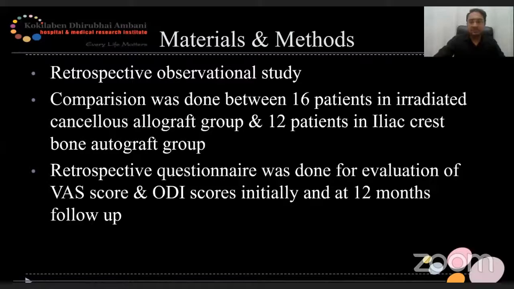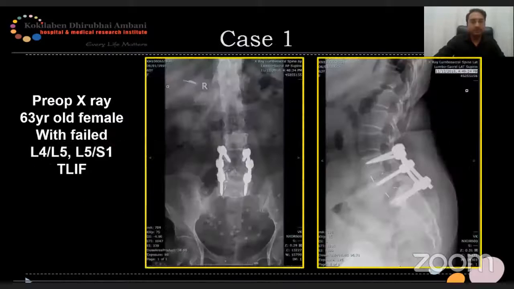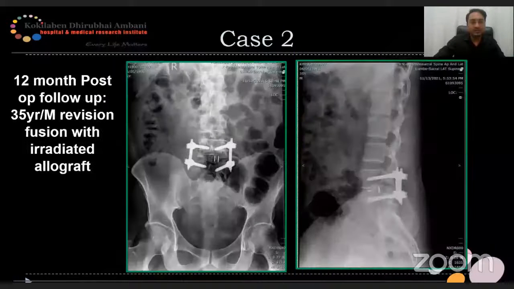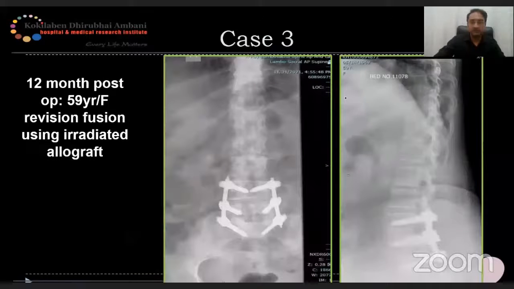Comparison was done between 16 patients in the irradiated cancellous allograft group and 12 patients in the iliac crest bone autograft group. A retrospective questionnaire was done for evaluation of VAS scores and ODI scores initially and at 12 months of follow-up. This was a case of a 63-year-old female with L4-L5 and L5-S1 disease. Revision was done with irradiated allograft. This is a similar case of a 35-year-old male. This is again a similar case of a 59-year-old female using irradiated allograft.